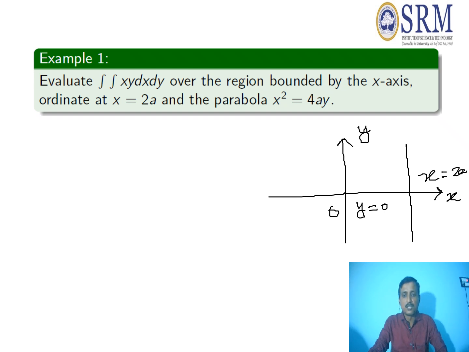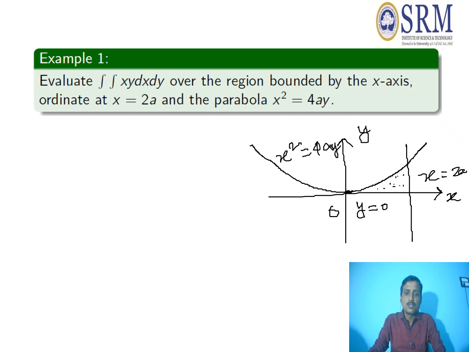That means it is in the upper half plane, so in the upper half plane let us draw the graph of the parabola. This one, and its equation is x² = 4ay. Now from this graph it is clearly showing what the bounded region is. The bounded region is this one.